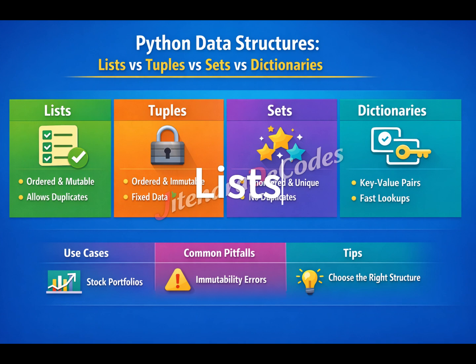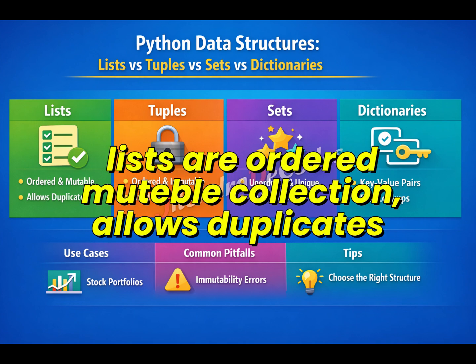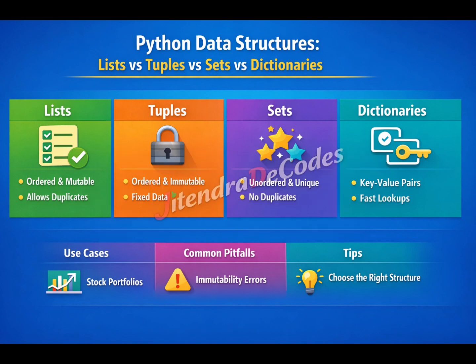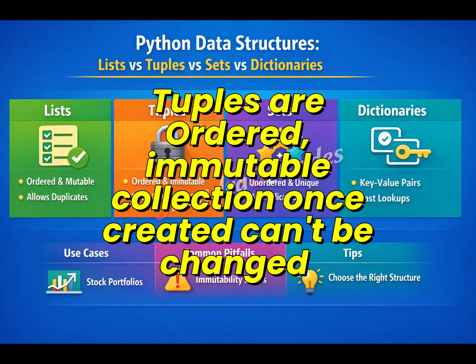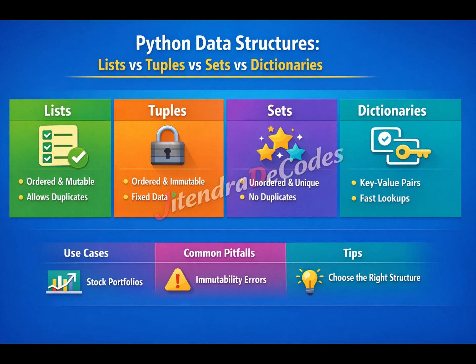Lists are an ordered, mutable collection that allows duplicates. Think of them as dynamic arrays. Then tuples are ordered. They are immutable collections. Once created, they cannot be changed, which makes them reliable for mixed data.